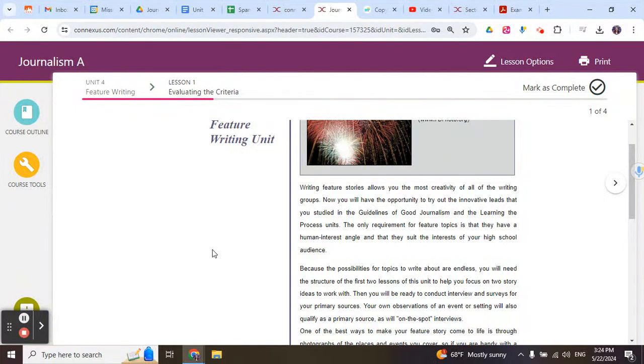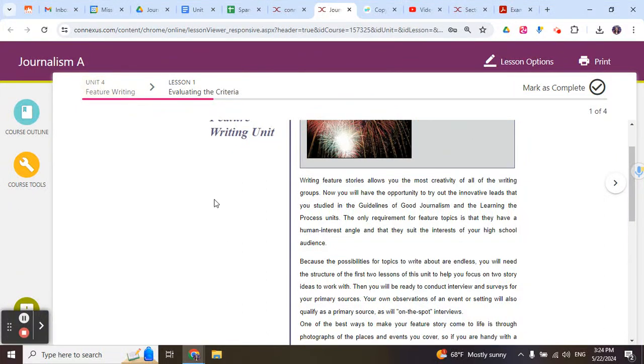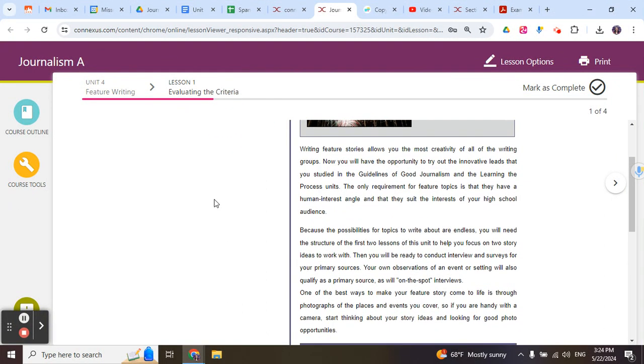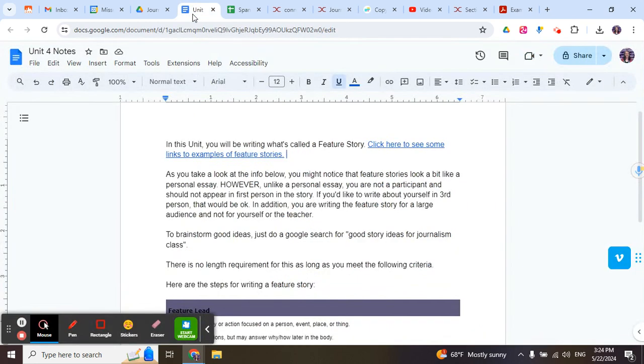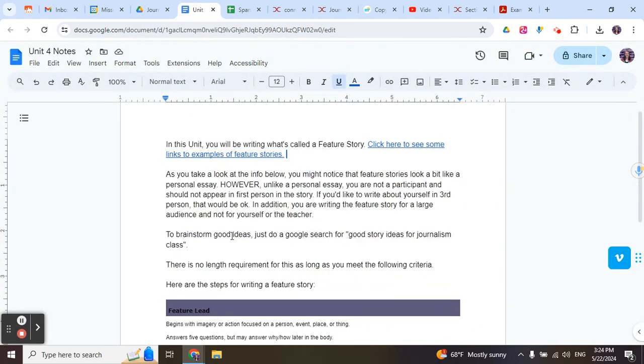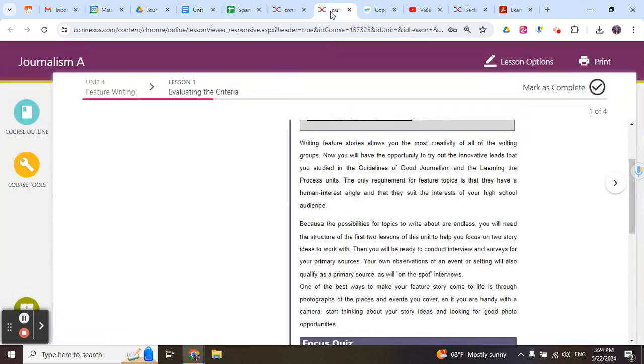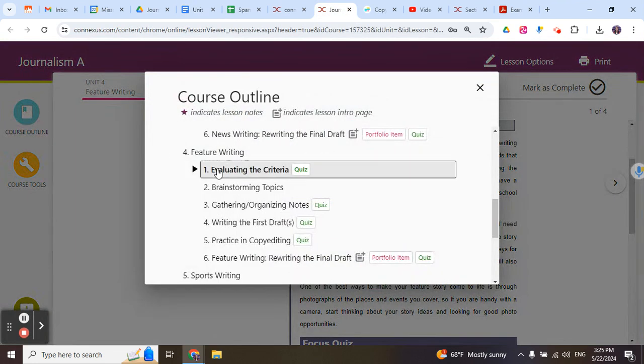For this unit, Unit 4, your portfolio is going to ask you to write a feature story, your portfolio assignment. So I have put Unit 4 notes together for you, and I'll give you the link for that. You can go through as you go through. I'm going through a little bit in these notes, a little bit of each lesson.